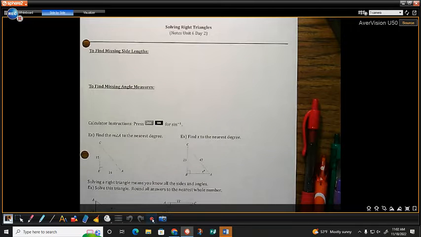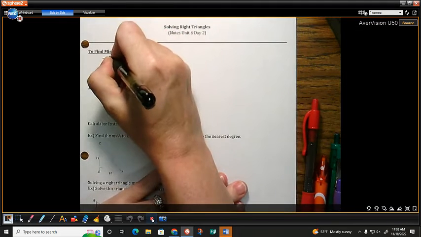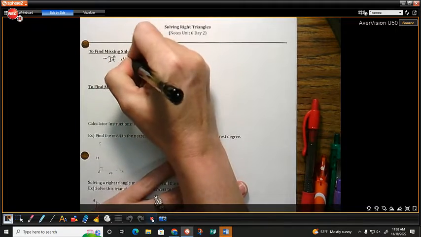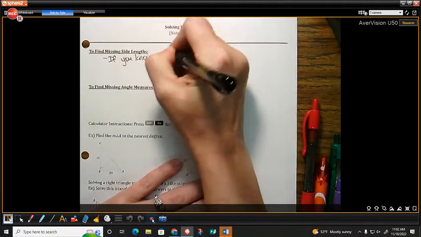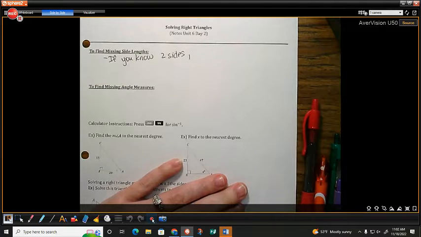So for the triangles, in our whole last unit, we were just doing right triangles. And in this whole unit, we're just doing right triangles. Okay? So let's see if you can remember all the things we've learned to do so far. So in a right triangle, if you know two sides, how do you find the third one?